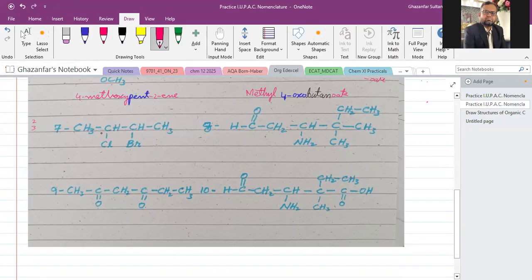If two halogens are on the same basic chain, then priority should be given in alphabetic order. So in alphabetic order, bromo comes first. So numbering starts from here: 1, 2, 3, 4. So the name is 2-bromo-3-chlorobutane. Got it?